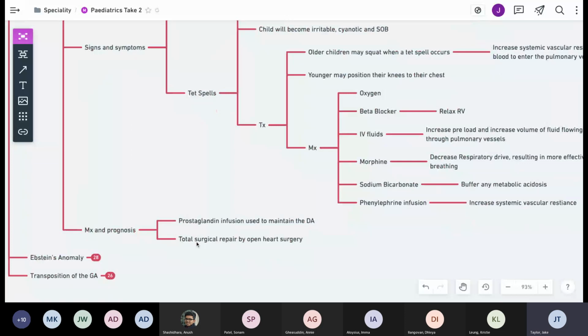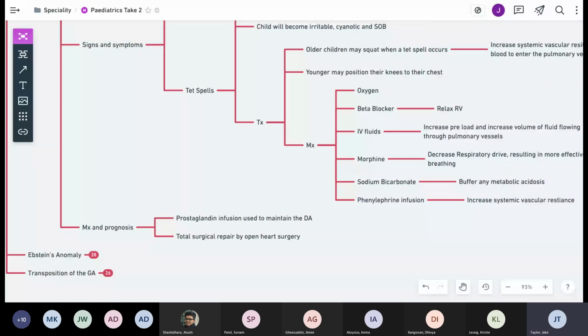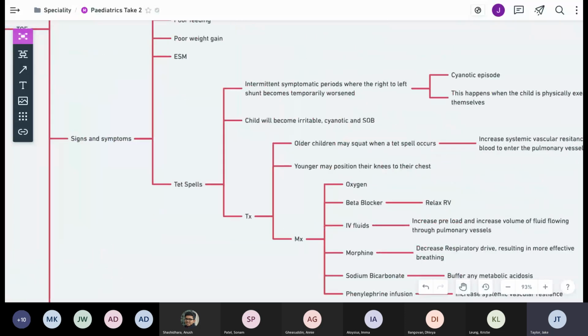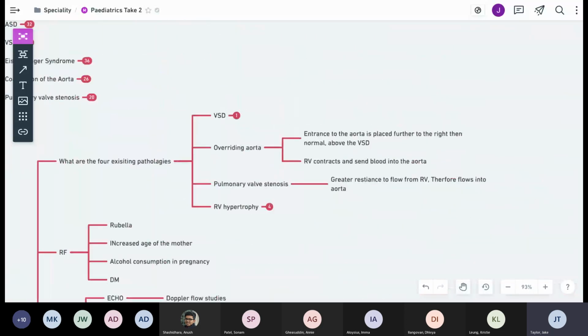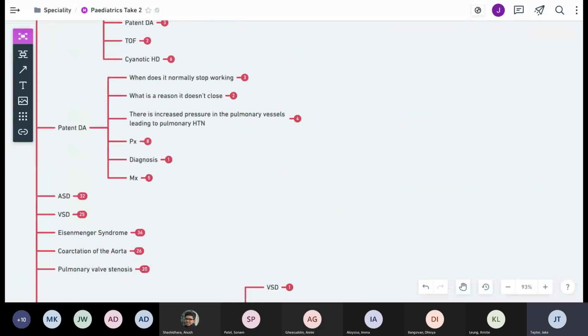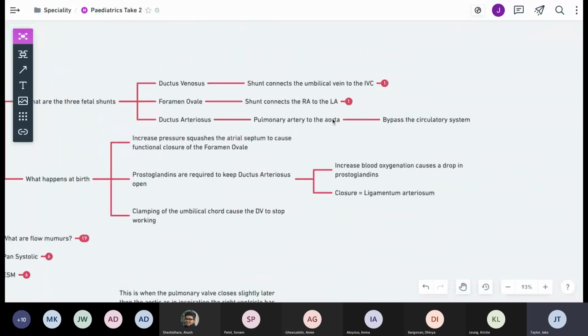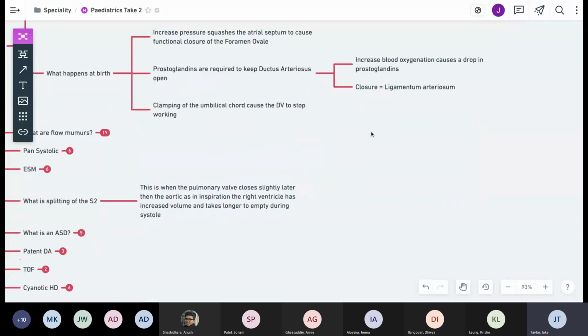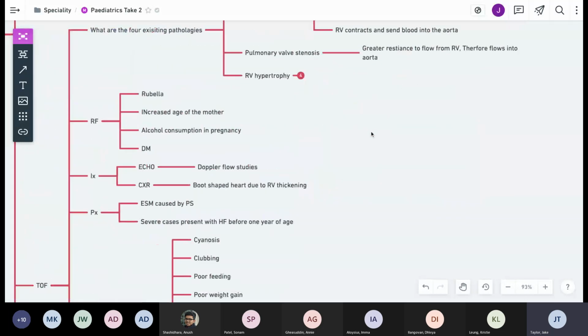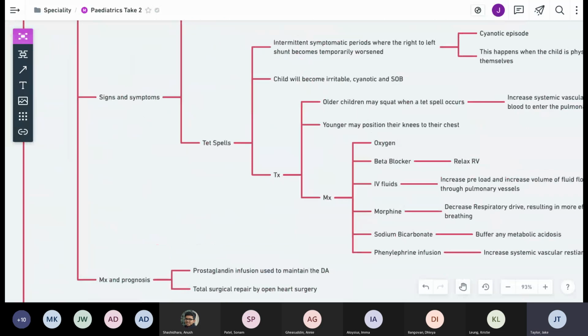A lot of these cyanotic conditions rely on the ductus arteriosus. And the reason for that is this. I'll just go back to the ductus arteriosus here. The ductus arteriosus allows blood to flow from the pulmonary artery to the aorta, basically meaning that blood is able to flow straight from the pulmonary artery to the aorta, so it bypasses the pulmonary circulation. Without that, there'll be no mixing of blood or a reduced amount of mixing of blood.